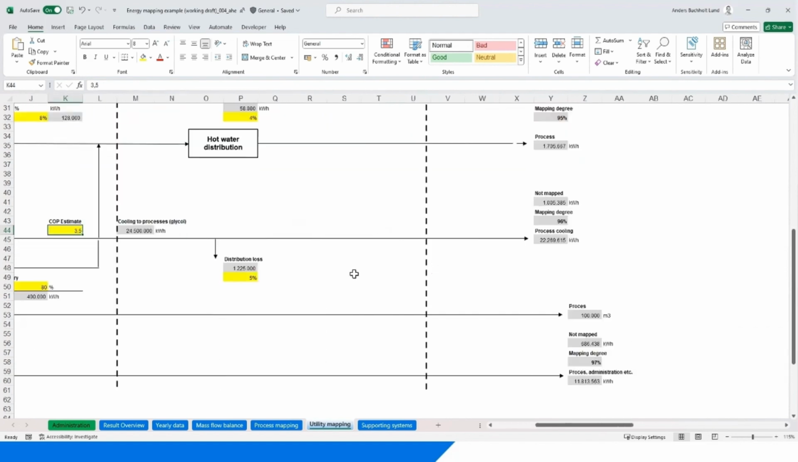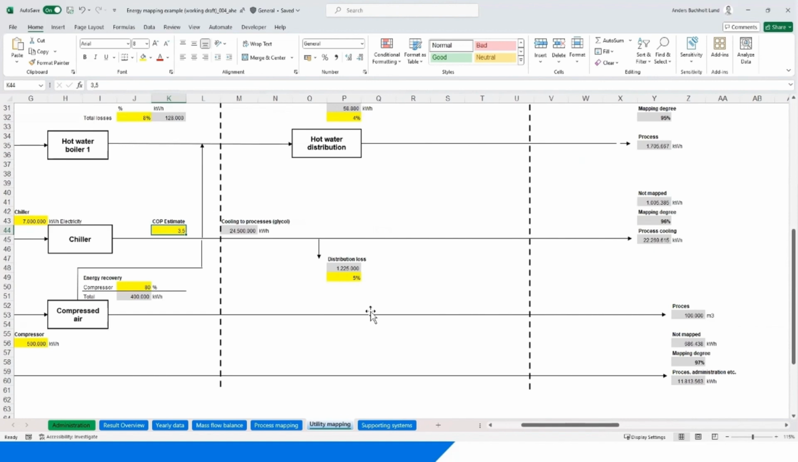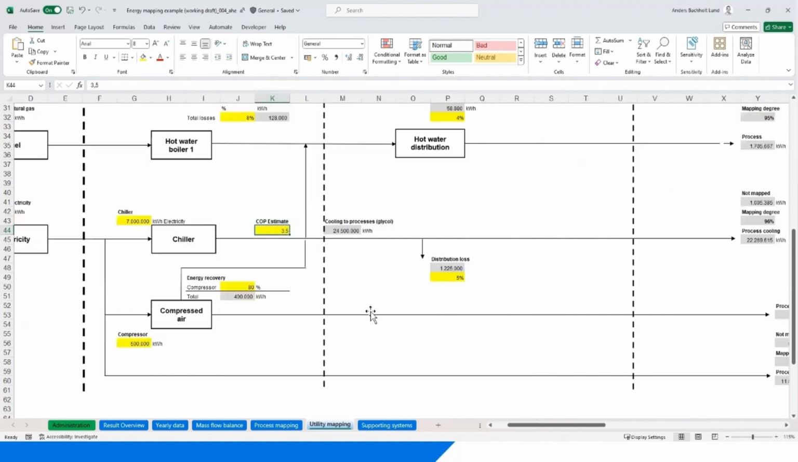Then we can look at the air compressor. In this example, we have an air compressor. And as you know, that air compressor is a relatively bad energy carrier because we put a lot of energy into it, and most of this energy is converted into heat. And some is, of course, converted into electricity. But in this case, we have a recovery system. That could also be a recovery system on the chiller or other utility system where we have a recovery system.